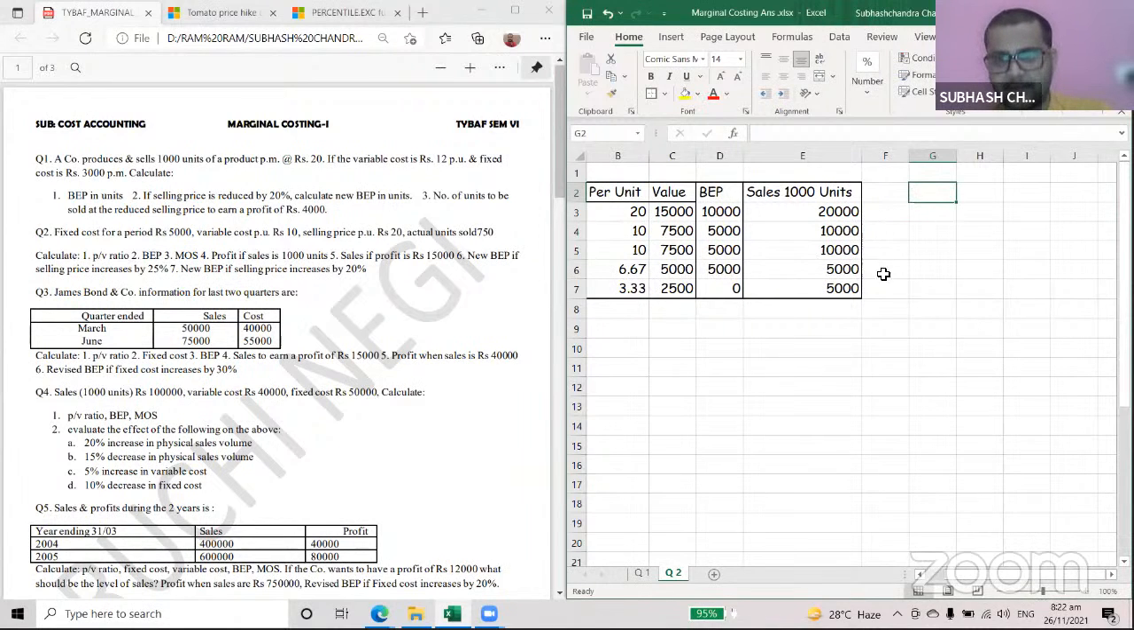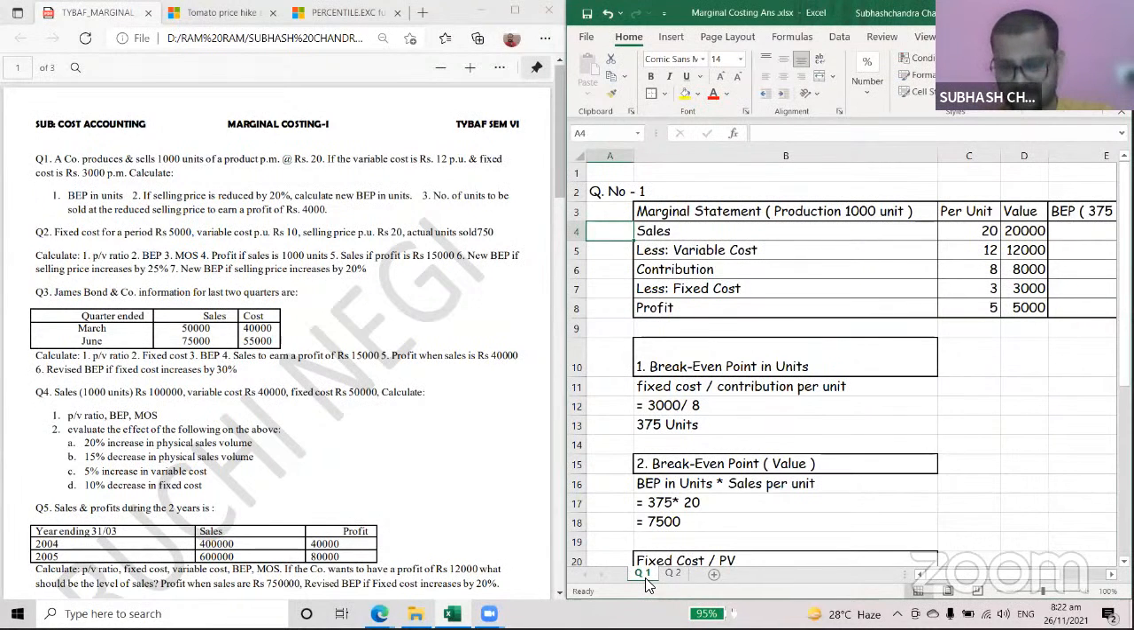Try to understand. Sales if profit is 15,000. So my profit should be 15,000. We will do the reverse calculation. If my profit is 15,000, this will be 5,000, so basically this will be 20,000. That means you want contribution of 20,000. Now for contribution of 20,000, even yesterday we used a formula to find out the number of units.